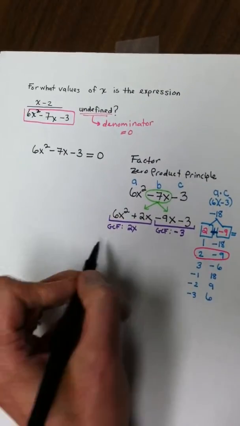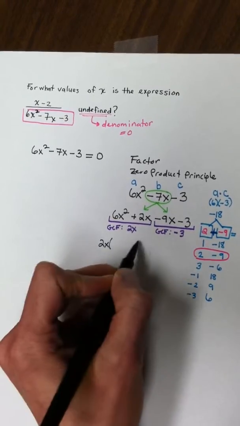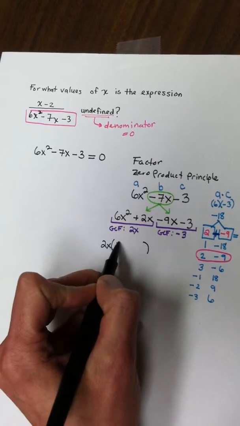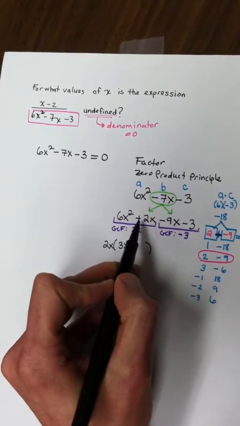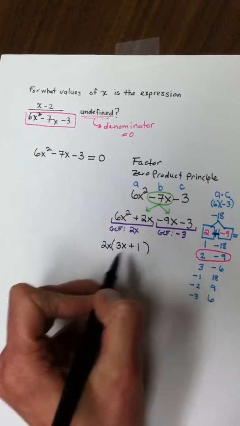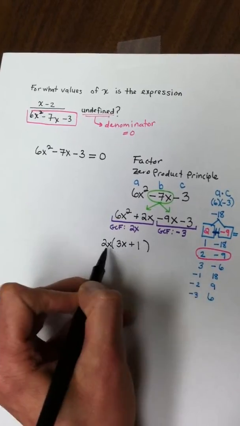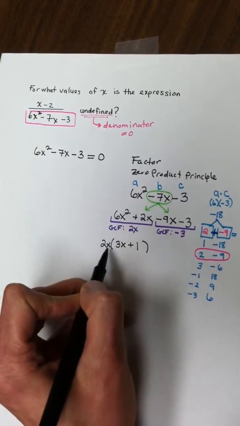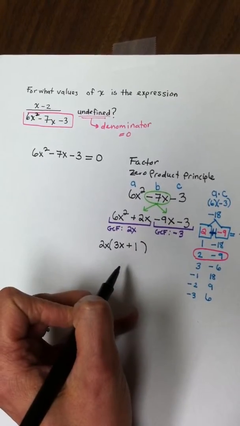Doing that, if I factor a 2x out of the first group, 6x squared divided by 2x leaves me 3x, and positive 2x divided by 2x leaves me 1. I can do a quick distribution to check that I factored this correctly. 2x times 3x is 6x squared, and 2x times 1 is 2x. That's looking good.